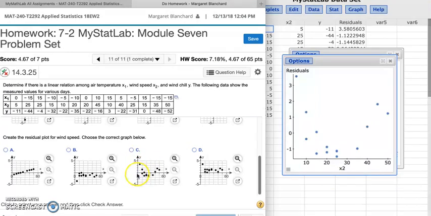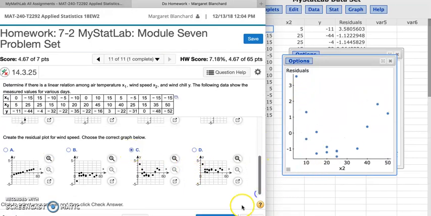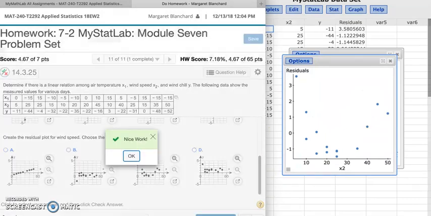Now, let's look at the patterns here. Just looking at the pattern, I can see that this is it. You can see a slight U-shaped, or not parabola pattern, but that U-shaped pattern here. We clearly don't see a straight line. We clearly don't see this on this plot, and we clearly don't see this. So let's go ahead and choose C because we see that same U-shaped pattern. Check answer. Nice work.